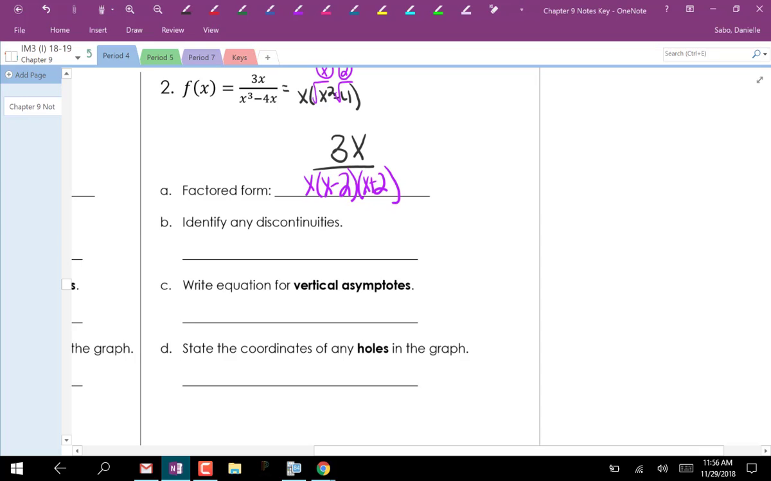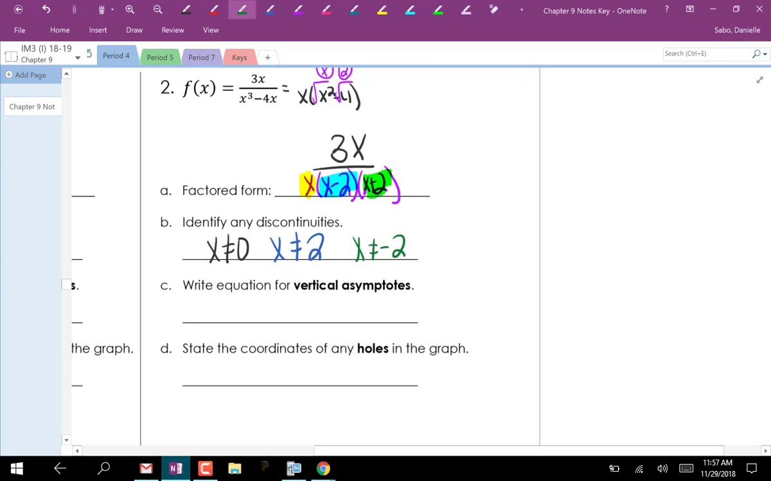If there are 3 x's on the bottom, you should have 3 discontinuities. Here's one in yellow, here's one in blue, and here's one in green. So the yellow one, when you set it equal to 0, it's just 0. X can't be 0. What about the blue one? What can't x be? It's always the opposite sign. 2. What about green? What can't x be?